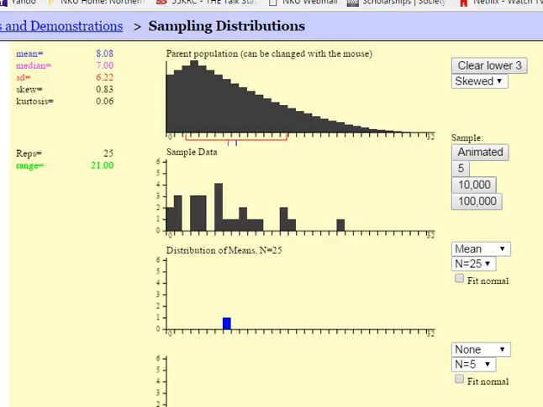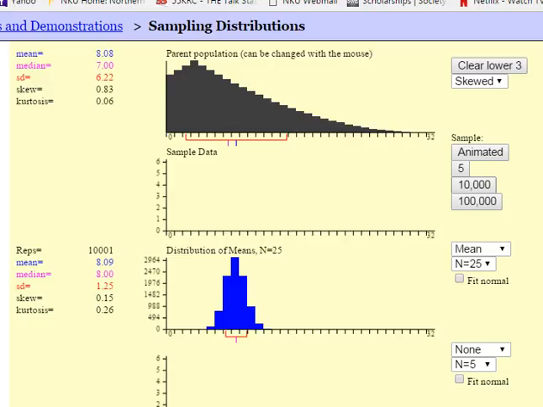Now, as I did before, rather than waiting, it would take a long time if we did it one at a time. I'm going to collect 10,000 samples of size 25, and keep doing it more. There are 120,000 samples, all of size 25. From each sample, I calculated a sample mean, plotted those sample means in a histogram. And now, again, take a look.